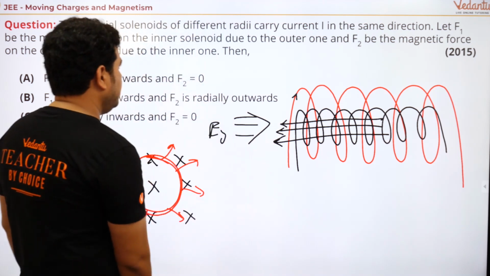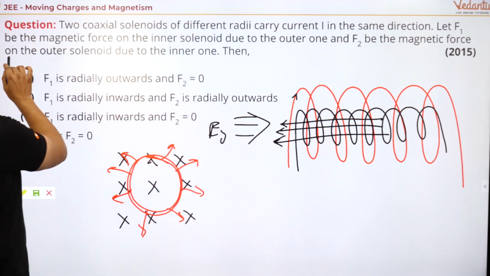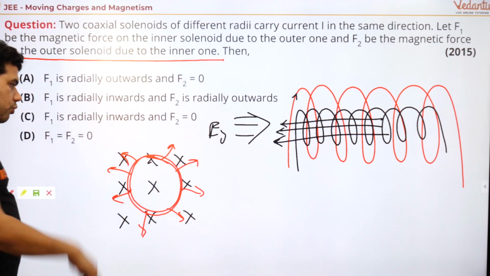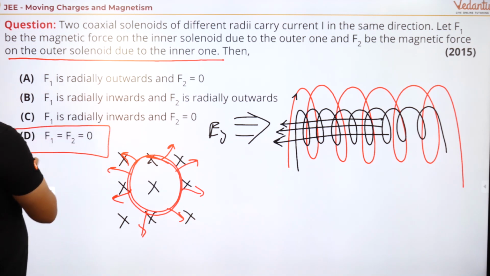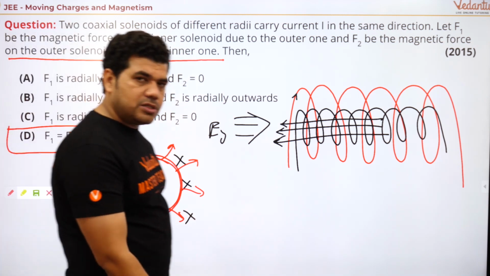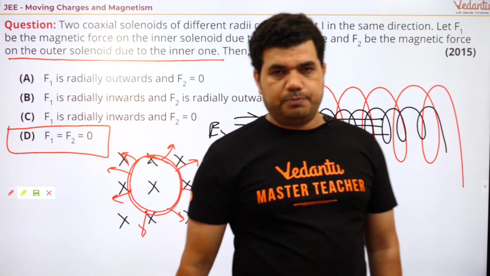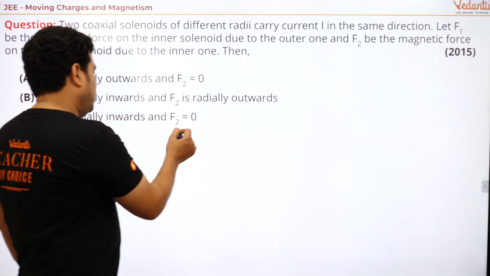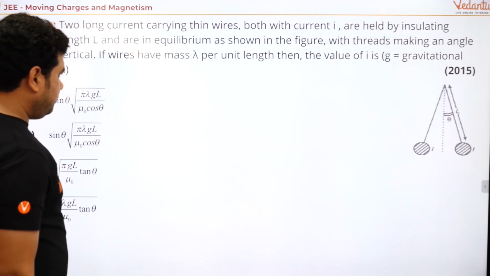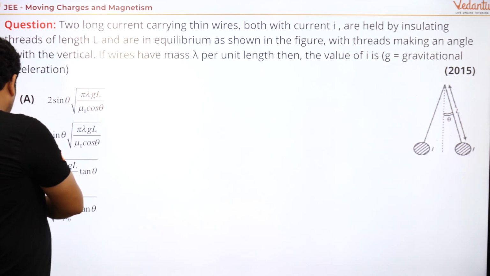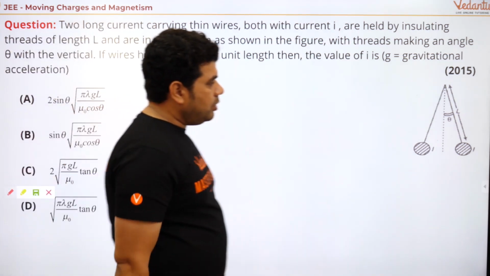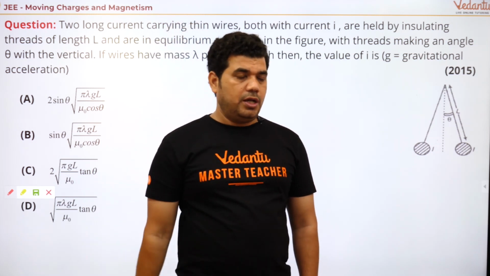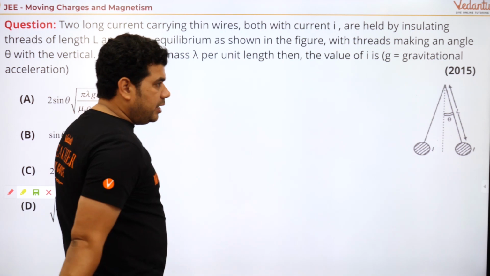So what should be the answer? Magnetic force on the outer solenoid due to the inner one and on the inner solenoid due to the outer one, both are 0. So the answer is F1 is equal to F2 is equal to 0. So this is also a very easy question, but it requires your concentration. Another good question, maybe you can solve, or maybe you already have solved it, but the conceptual part is this.